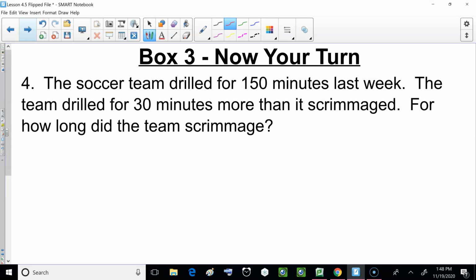And another problem for you to solve right now is the soccer team drilled for 150 minutes last week. The team drilled for 30 minutes more than it scrimmaged. For how long did the team scrimmage? Excellent. So pause the video, read that word problem twice, picture what's going on, and then give me an equation and solve your work. Look forward to seeing your examples posted.